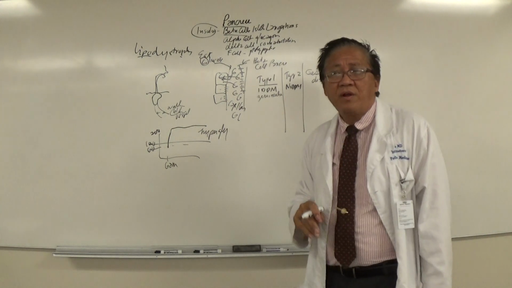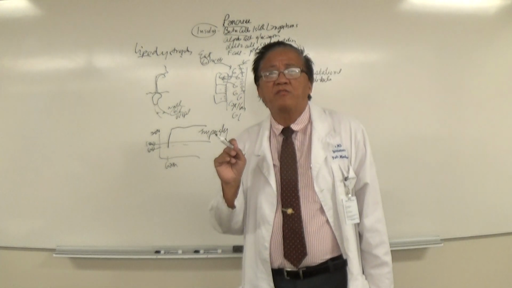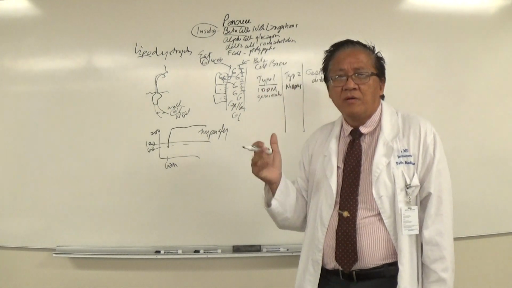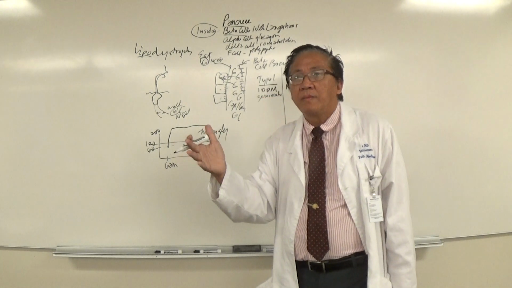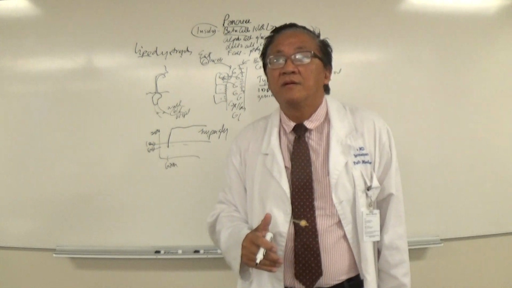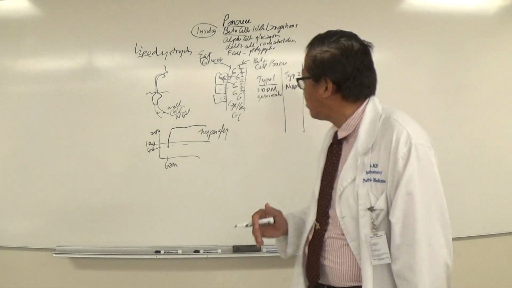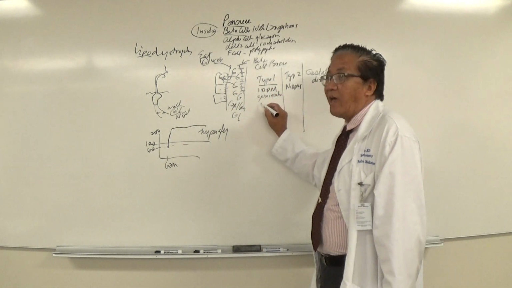Why? What is the pathogenesis and mechanism of the pathology here? Anyone? Beta cells. The beta cells, yes? Destruction. Why would there be beta cell destruction? Autoimmune deficiency. Okay, I like that, that's the word I want to hear.